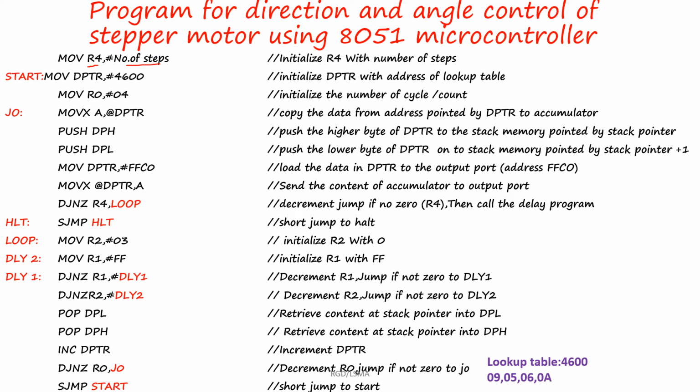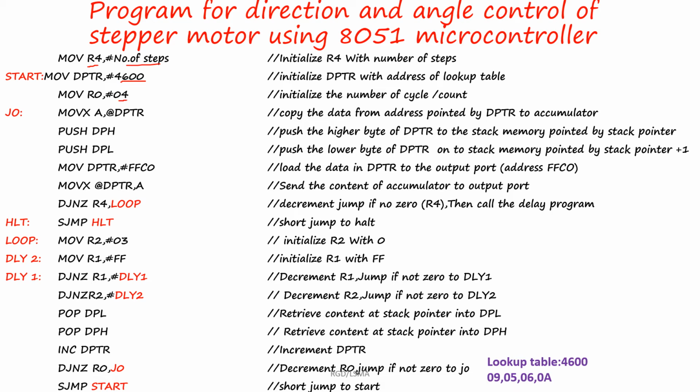And I'm going to load 4 data to rotate the motor in the clockwise direction continuously. So I'm going to load this data into a lookup table address. The lookup table is generally used to load a set of data. So I'm using 4600 as an address for the lookup table, and I'm going to load all the 4 data here. When you increment your DPTR by 1, it will increment the address by 1, 4601, and fetch the second data. Likewise, you can increment your DPTR to fetch all the 4 data.